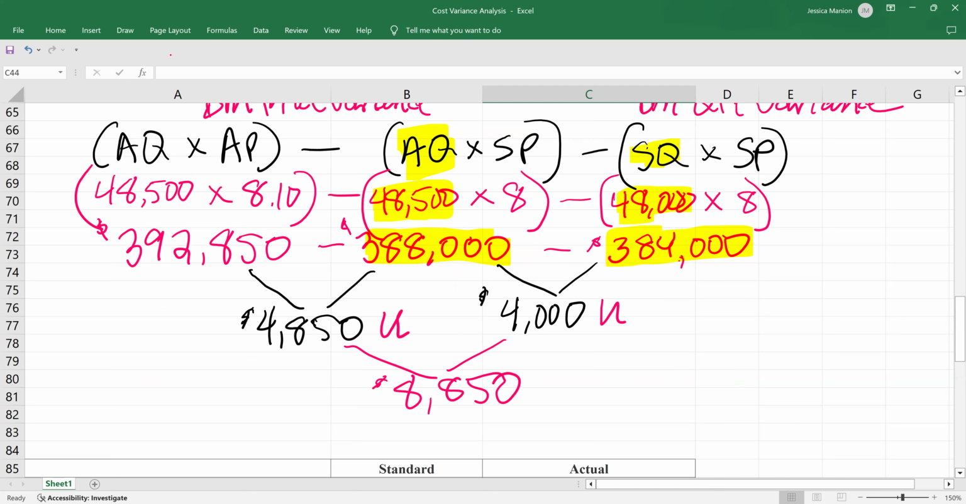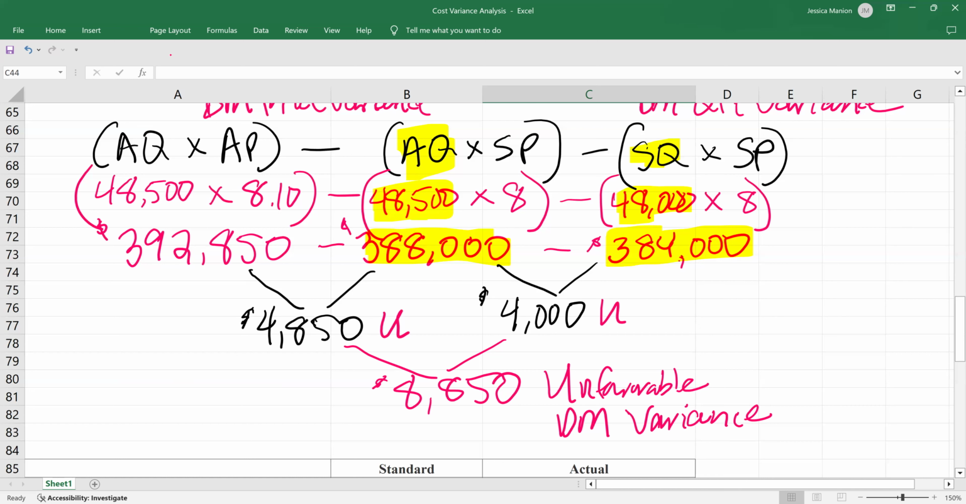8,850, unfavorable direct material variance, right? So this 8,850 is what would actually show up on our flexible budget performance report, the 8,850.